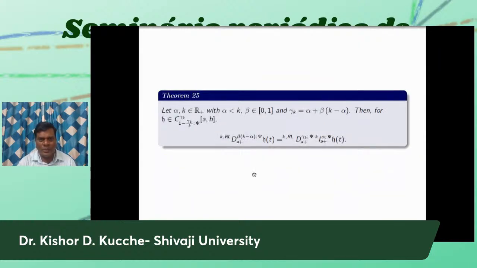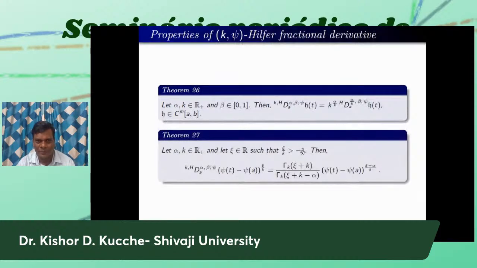Now, this property we require to develop the calculus of the k-psi Hilfer derivative. So this property says that your k-psi Hilfer derivative can be written as the k-psi Riemann-Liouville derivative of this fractional integral, where this gamma k is this number, alpha plus beta times (k minus alpha), alpha less than k. So this property again we need to develop the calculus.